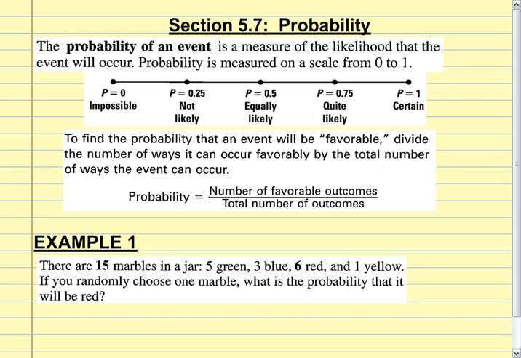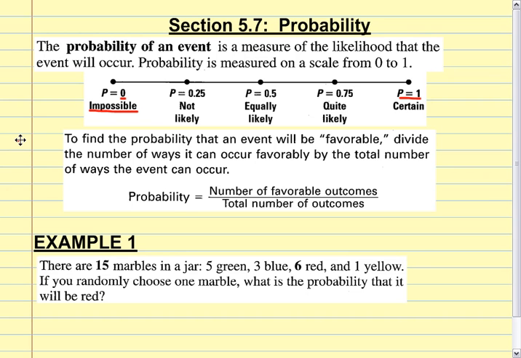It says the probability of an event is a measure of the likelihood that an event will occur. Now, probability is measured on a scale from 0 to 1, okay? If you get 0, that means it's impossible. It's as if you're rolling a die from 1 to 6, and the chances of you getting a 7, that's impossible. Now, if you get a probability of 1, that's certain, okay? So for instance, if I said, what are the chances of you getting a number of 1 through 6 if you roll a die? Well, 100%, okay?